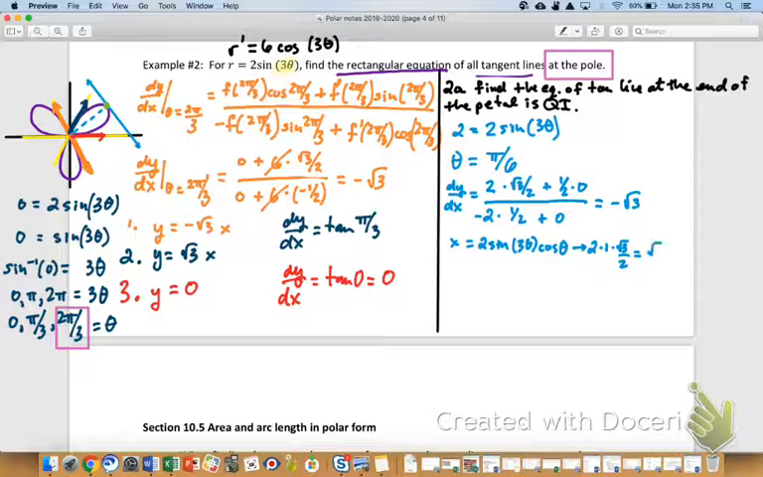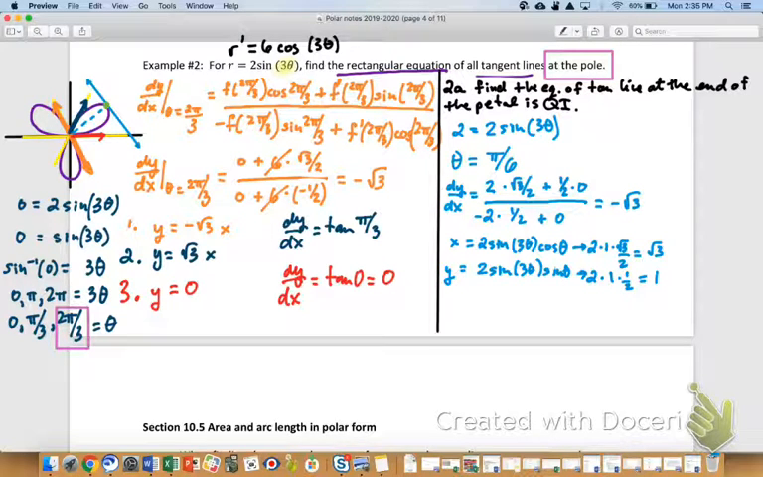Okay, so that x-coordinate is root 3, and y is equal to r sine theta. So it would be 2 times, and again it's going to be 1. And then what's sine of pi over 6? Is it 1/2 this time? There's our 1/2. Yep. So that's 1.